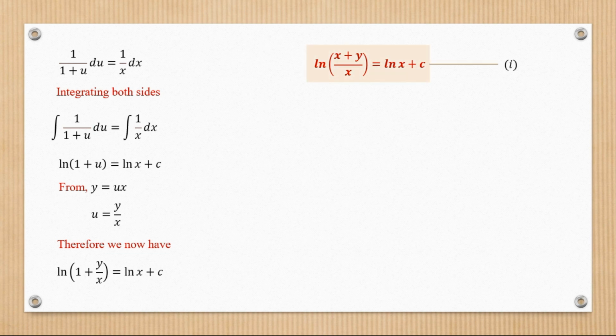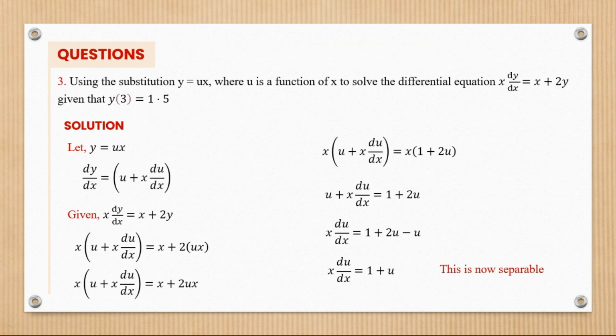Now, after we've done that, the next step is we're given conditions in the question. Let's look at those conditions quickly. Now in the question we're told that y bracket 3 is equal to 1.5. What this simply means is that 3 is representing the value of x, and that when x is 3, y shall be equal to 1.5. So that's what it simply means.